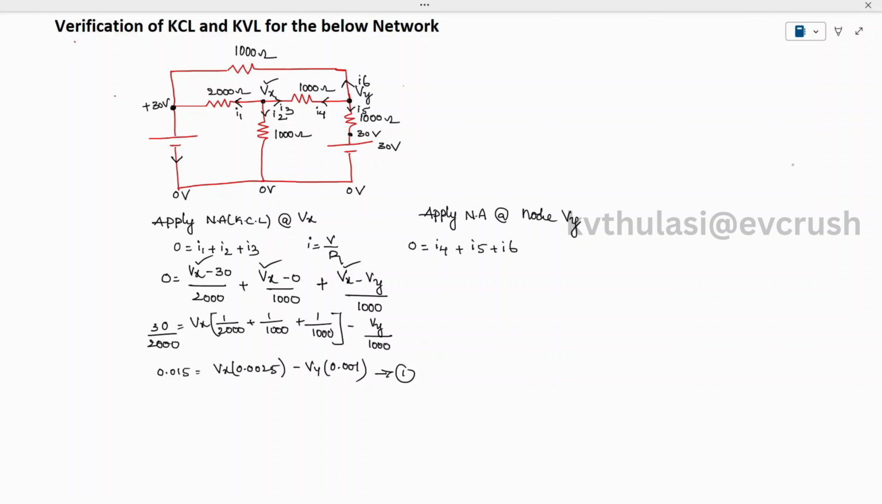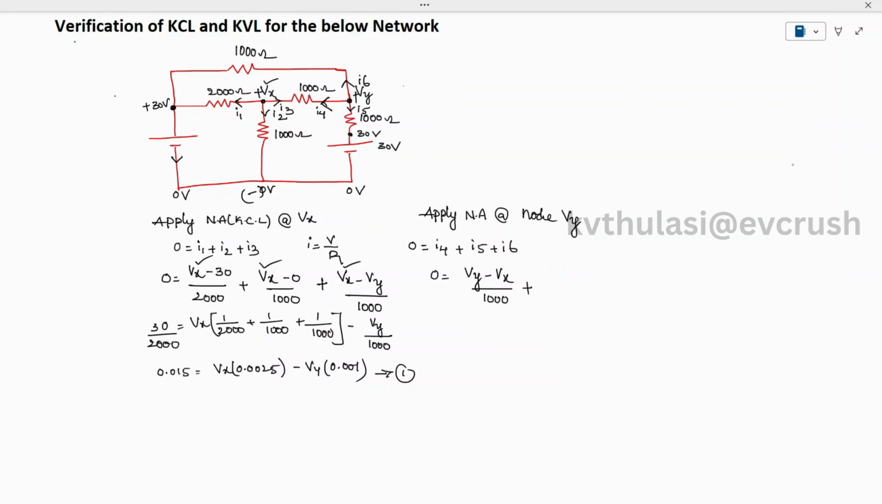Similarly apply here. How the current I4 is flowing from Vy to Vx. So 0 is equal to, how to write down the current I4? This is positive terminal and this is negative terminal. Vy minus Vx, so Vy minus Vx divided by 1000.